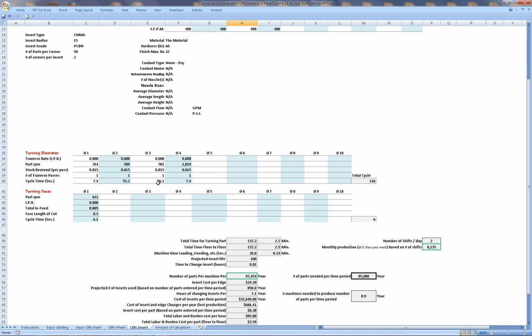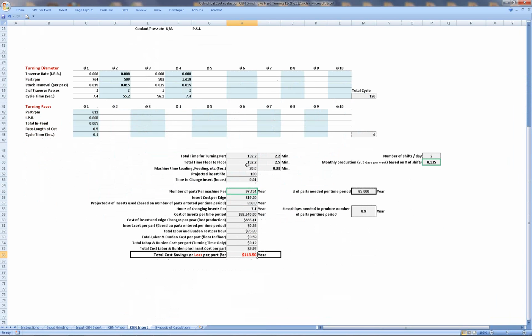You can see these are longer because the part length is longer, or width. We have a total of 126 seconds total cycle time for the turning process of the diameters. Doing the face, we only have 1 face. Total cycle time for that, based on our input, is 6.1, which computes out to 6 of round off.